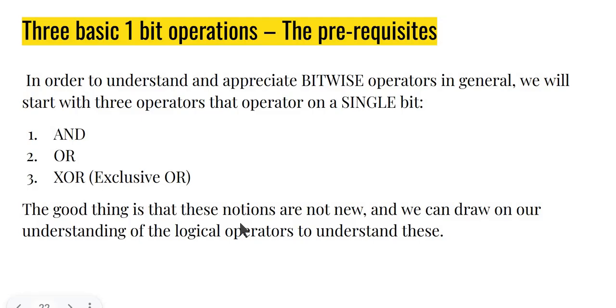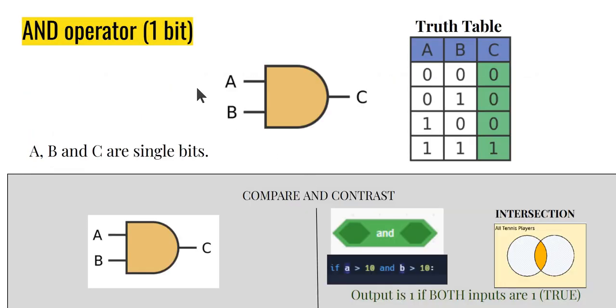The good thing is that none of this is new for us, having been programming so much, and we can draw on our understanding of logical operators to understand this. Now, first, let's start with a single bit AND operator. The way we draw it here is this logic gate called AND gate. Two inputs here, both single bits, say 1 and 0, and a single output, which is again a single bit, say 1 or 0.